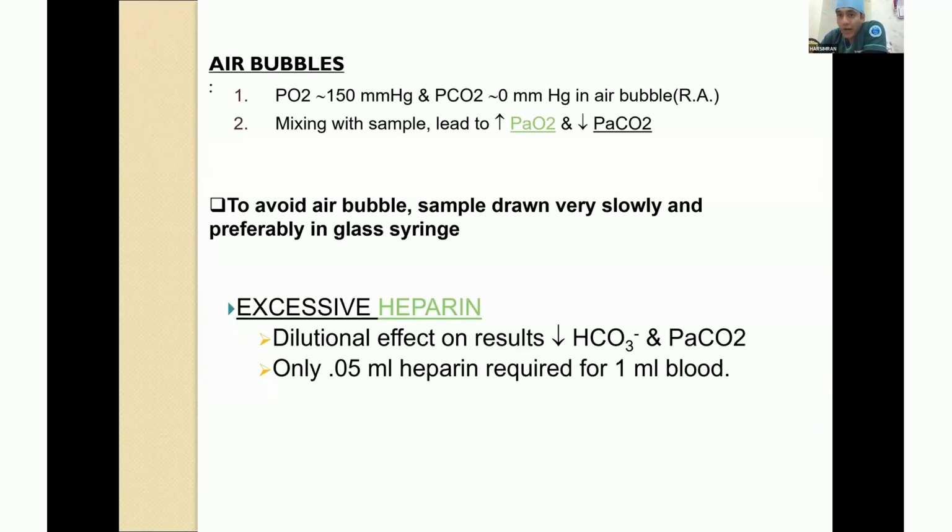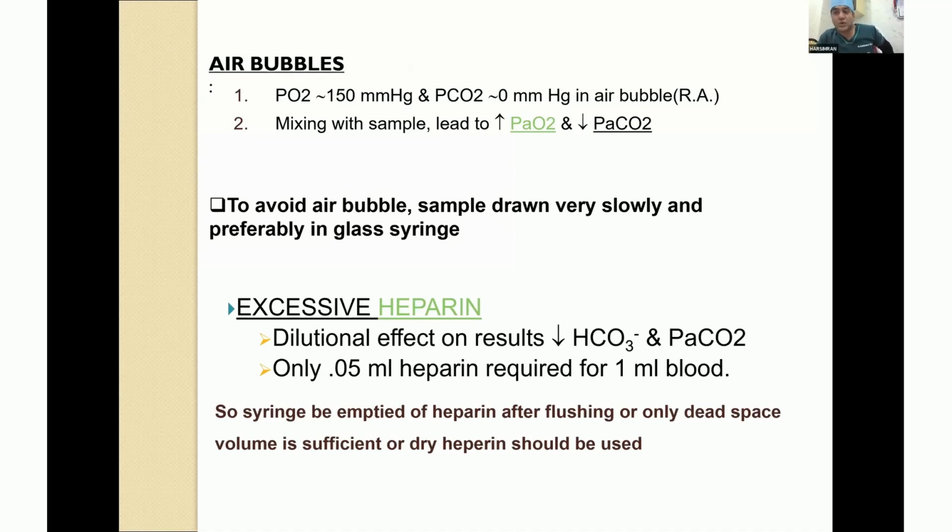So air bubbles, we should avoid air bubbles at all times because the partial pressure of oxygen in air is 150 millimeters of mercury. If we have air bubbles, they tend to diffuse very fast, and values of PaO2 will increase immediately because the diffusion is very, very fast. So to avoid air bubbles, draw the sample very slowly and preferably in a glass syringe. Normally, we do not do it in routine practice, but in the ideal scenario, it should be done in a glass syringe.